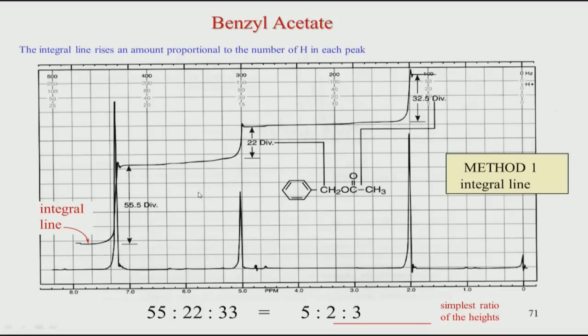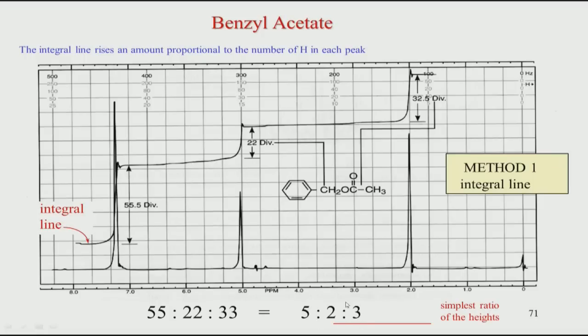Therefore, the peak you get in the aromatic portion should be 5 times, compared to 2 for the CH2, and what you get for the CH3 should be 3. So, you should have this ratio 5:2:3. This is the simplest ratio of the heights. What we typically do is measure the area under each peak, and this area ratio is taken, and the ratio is what is presented in the spectrum.